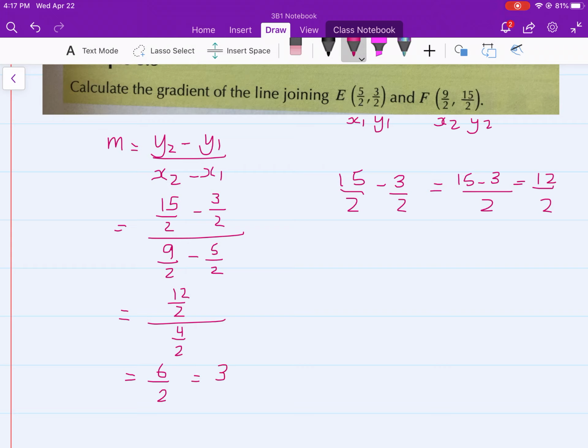Now, something worth remembering in this question is if you don't get a common denominator, so let's say this wasn't 2, let's say this was 3 or 5 or something like that, then make sure you get a common denominator first and then solve the fraction. So yeah, that's how you calculate the gradient of 2 points when the coordinates are in fraction form.